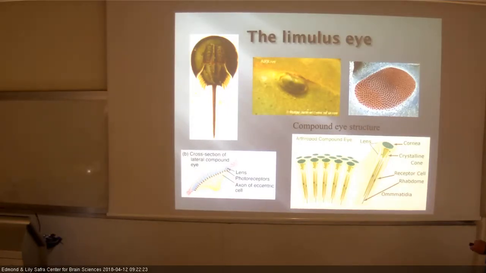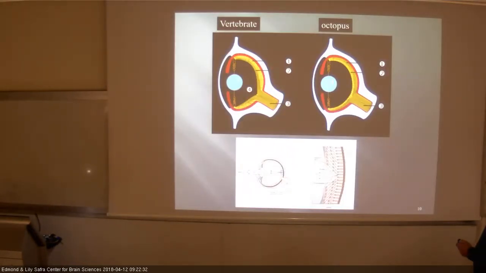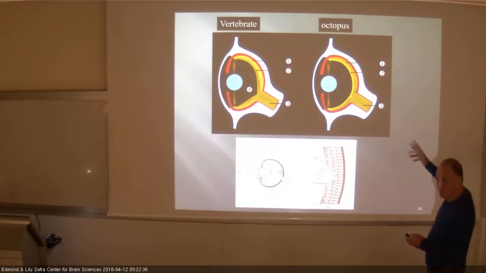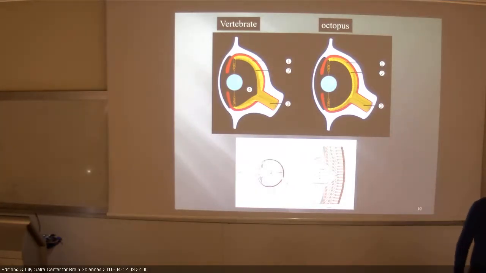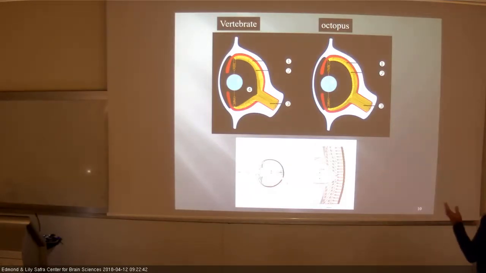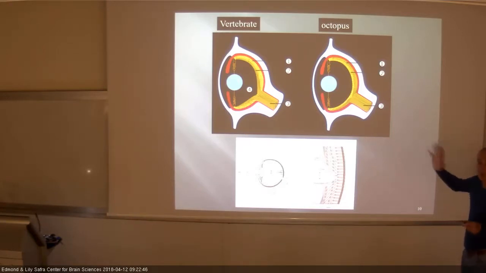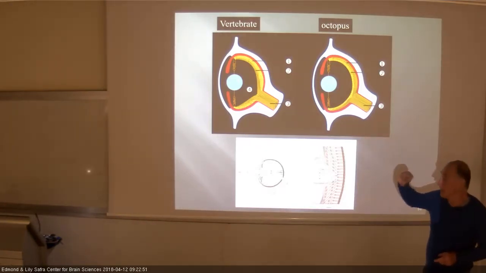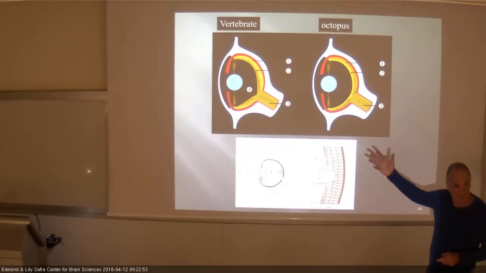What I want to make the point is that in the 1930s, this limulus eye was studied by Hartline. And basically, you'll see in a minute, a basic principle in neural computation was found already in the limulus. I'll mention that briefly. It's called lateral inhibition, and we'll get to that in a minute.